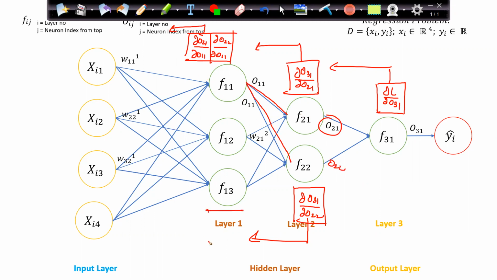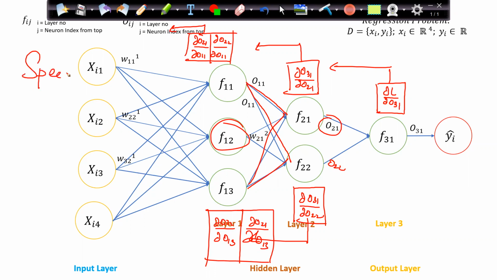Same way here also, I have to store two derivatives. ∂22 by ∂13, and same way ∂21 by ∂13 for this and this, and same way for this also, I can store two values. So we are actually storing a lot of values which can be reused, and that is the whole idea here, which will obviously speed up my entire algorithm.